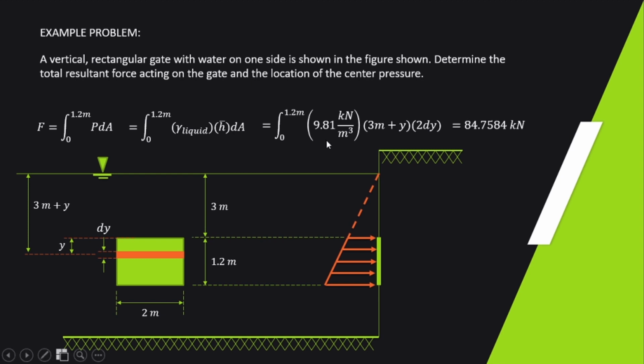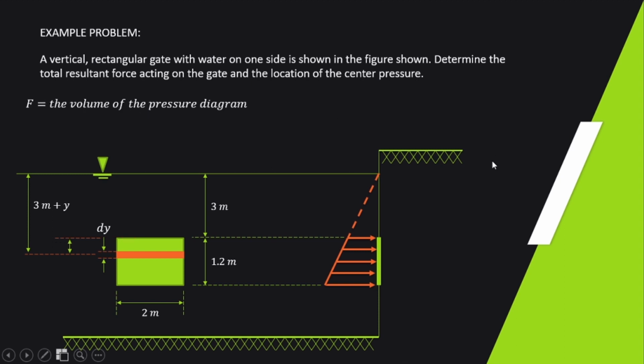And the value should be the same as what we solved using the formula earlier, that F is 84.7584 kilonewton. And the last solution, we can also use the pressure diagram. The volume of the pressure diagram is the value of F. If you notice here, this is the pressure diagram acting on the plate. It is not really a triangle, because we have pressure at the top surface of our plate.